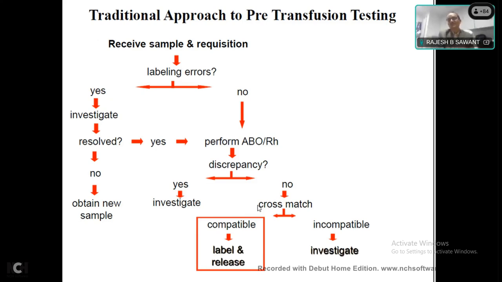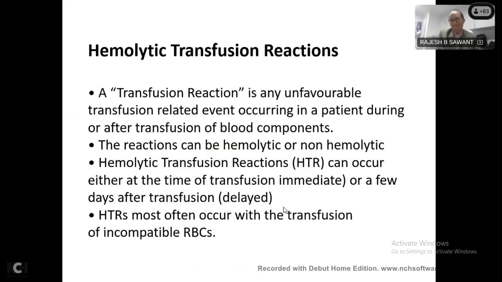If we do the cross matching also with the same sample, we will not have any chance to detect any labeling errors. Okay, so just for that purpose, see to it that you do blood grouping with one sample and cross matching with a separately collected and labeled sample, independently collected.